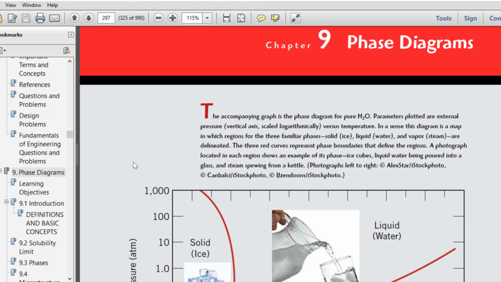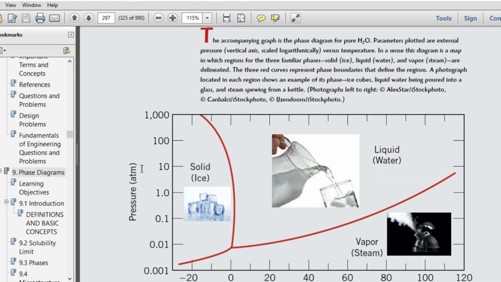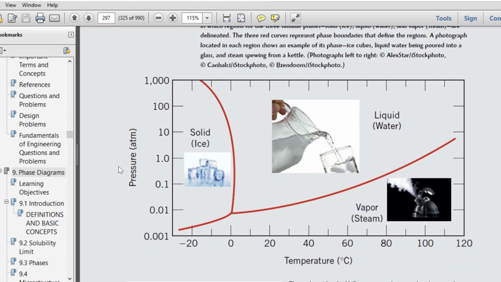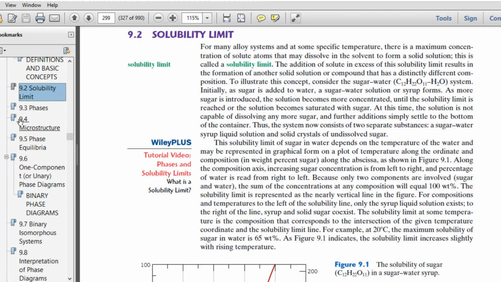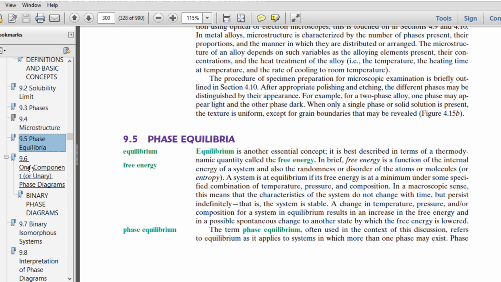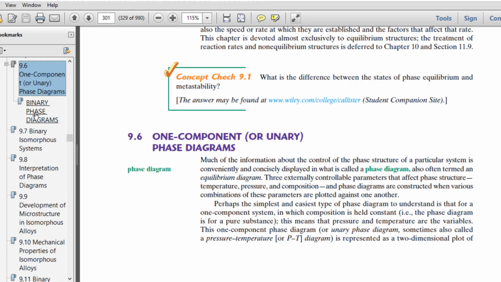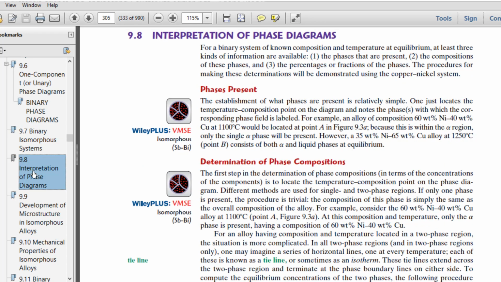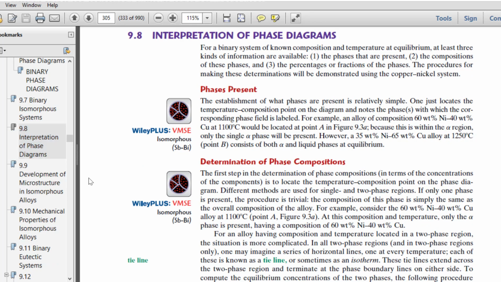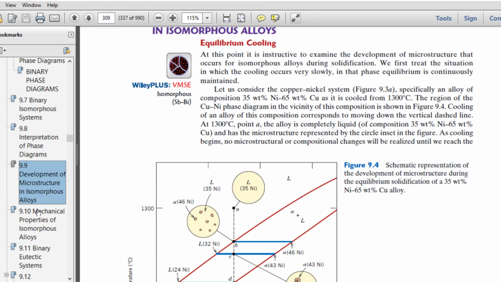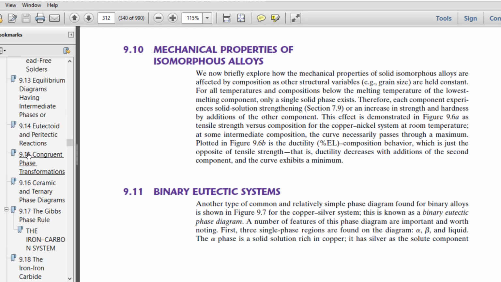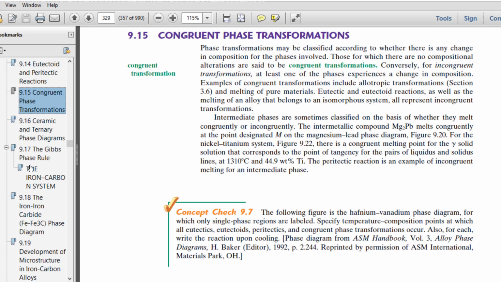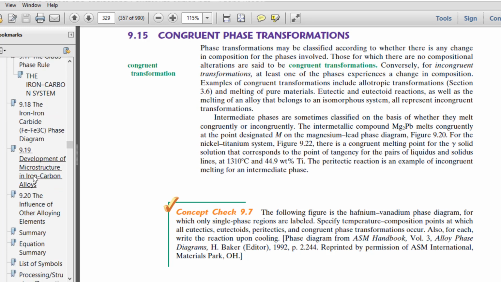Now let us come to chapter 9. Chapter 9 is phase diagram, and phase diagram is the heart of physical metallurgy, I would say. So this chapter, no doubt you have to study everything. What are phases, microstructure, phase equilibria, the phase diagram, binary phase diagram, interpretation of phase diagram, how do you interpret it, how it is developed. Okay, every section of chapter 9 you read.